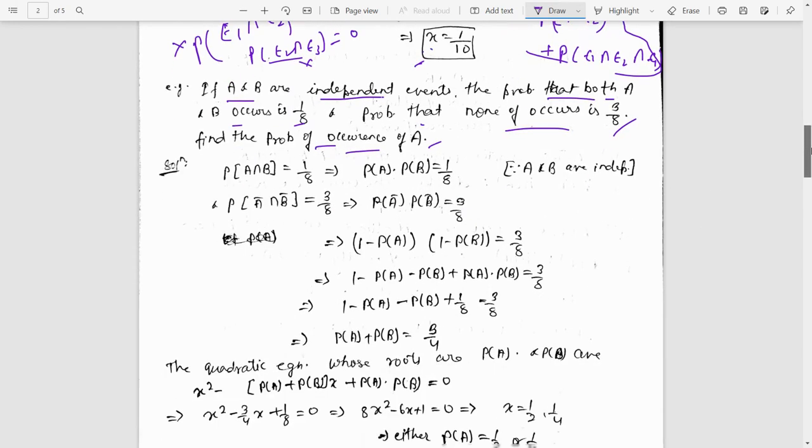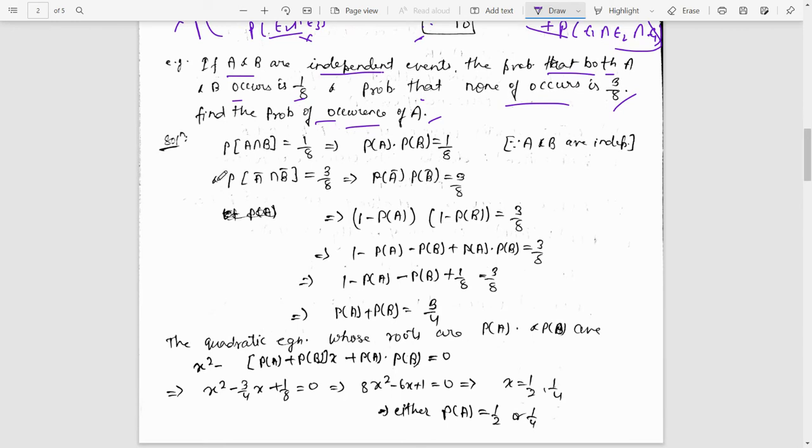So let's just write this in mathematical notation. The probability of A intersection B, because this is talking about the occurrence of both of them together, is 1 by 8. And obviously both are independent, so we can write it this way. This is just because A and B are independent. Then the next thing is that the probability of neither occurring together is 3 by 8.